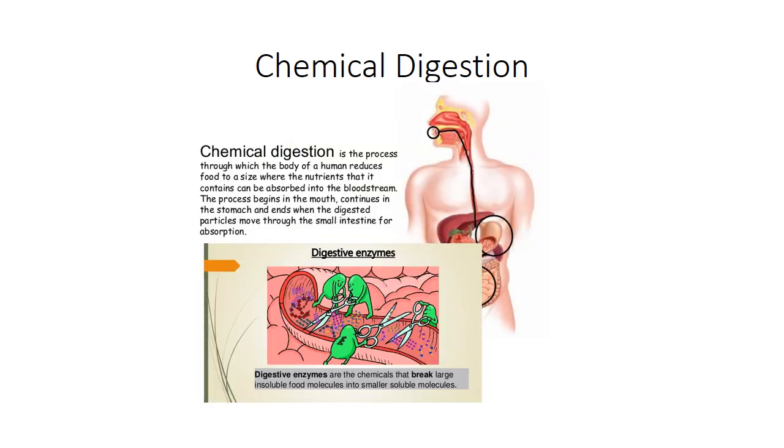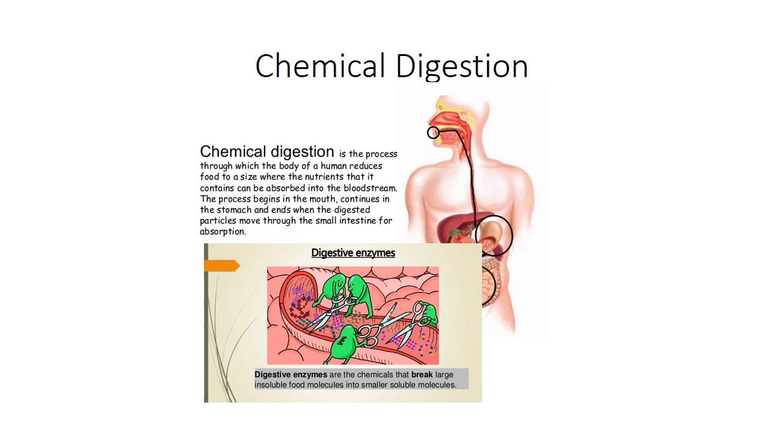Then chemical digestion. It says here that it is the process through which the body of a human, also vertebrate animals, reduces food to a size where the nutrients that it contains can be absorbed into the bloodstream. That's a very important part of digestion. See, we cannot utilize, for example, whole molecules of protein. It's impossible. They will not be absorbed. They will remain in the gastrointestinal tract. They will not be absorbed into the blood, and they will not be delivered to our tissue cells.